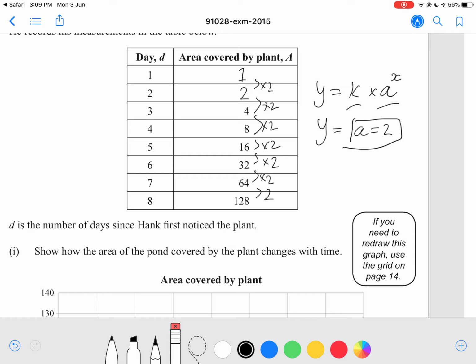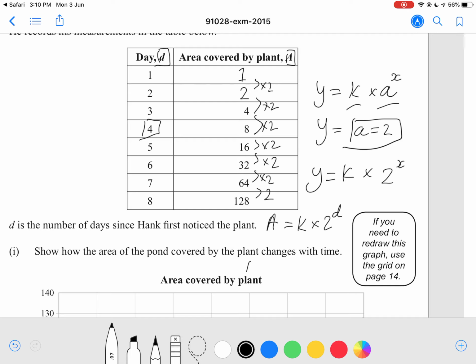So now we know y equals k multiplied by 2 to the power of x. Now we're going to substitute 1 point into the equation to find what k is. We'll just say, for example, a random point. We'll say when days equals 4, area of the plant will be 8. Instead of using y and x, we'll use days and area. So we're going to say area equals k multiplied by 2 to the power of d.